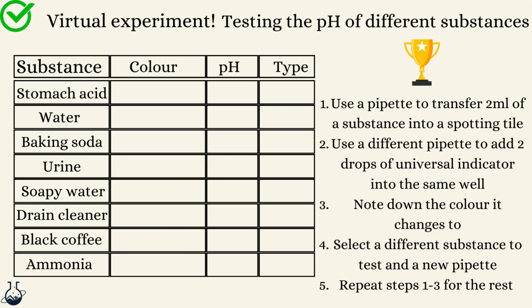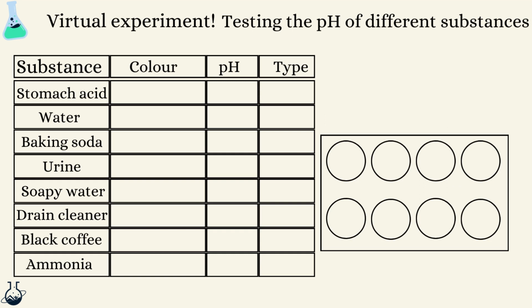Now you may not have the exact numbers, but you want a method to be in a logical order, mentioning key pieces of equipment like pipettes and spotting tiles, and mention the steps involving taking measurements. Don't worry if you didn't get all the points. There are many ways that you can write it, and it takes practice. Okay, so let's get started.